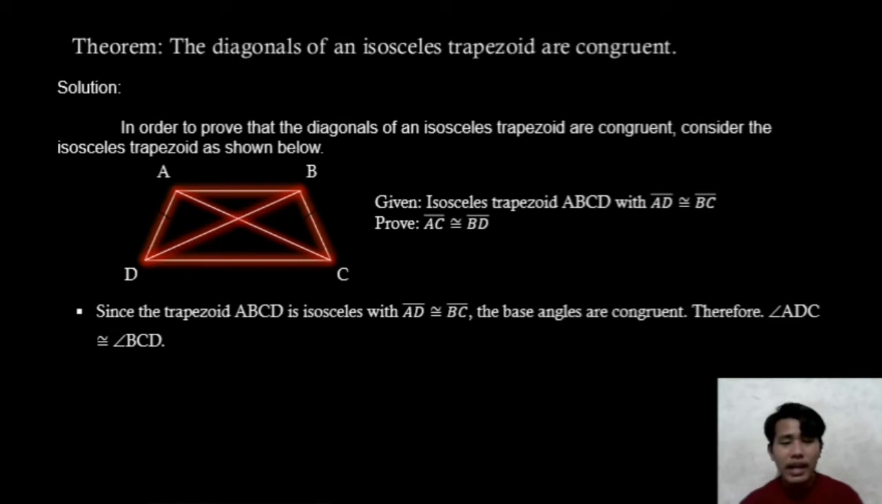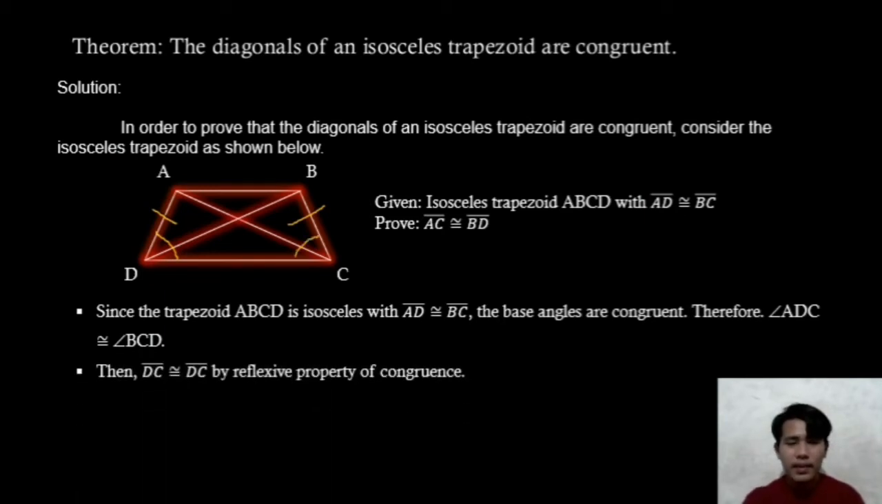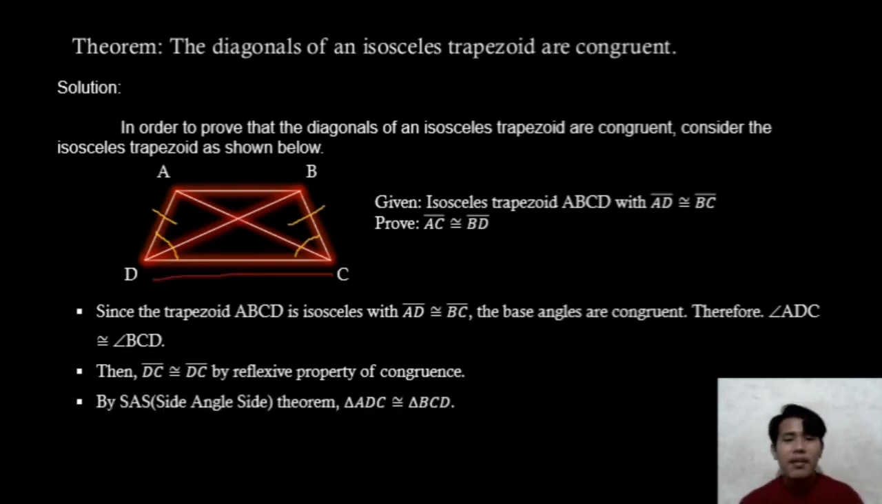Since the trapezoid ABCD is isosceles with line segment AD congruent with line segment BC, the base angles are congruent. Therefore, angle ABC is congruent with angle BCD. Then, line segment BC is congruent with line segment DC by reflexive property of congruency. By SAS, side angle side theorem, triangle ADC is congruent with triangle BCD.